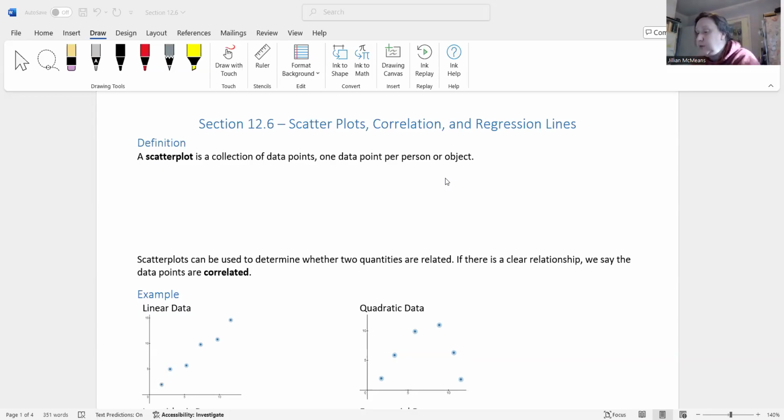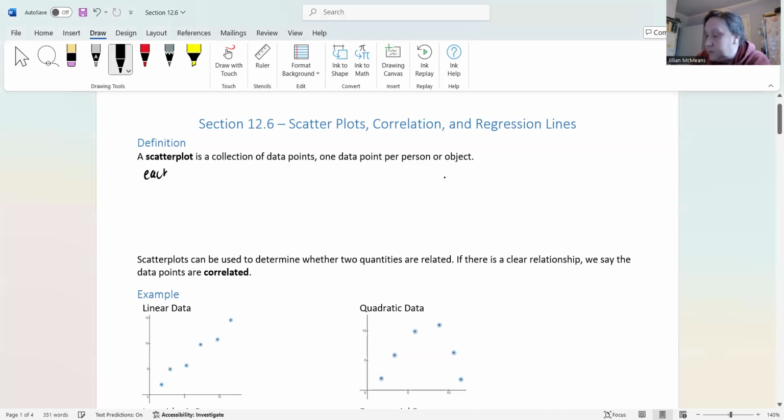But the last section of this course is on scatter plots, correlation, and regression. So let's talk first about a scatter plot. A scatter plot is a collection of data points where you have one data point per object or person. However, the data points are created from two data items. Think quite literally points in the Cartesian plane. If you're going to plot a point in a Cartesian plane, you need an x coordinate and a y coordinate.